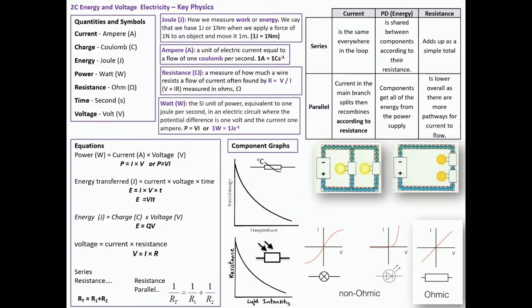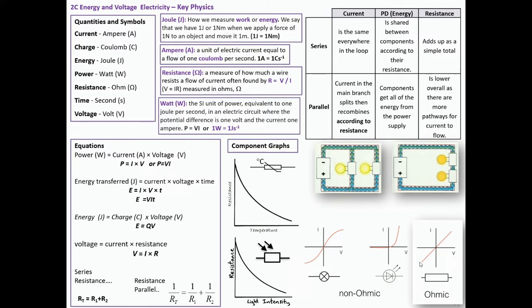We need to know our component graphs. So we've got the thermistor. Resistance versus temperature, it drops rapidly, non-linear. Same for light intensity. So similar idea with these symbols. Non-ohmic conductors, so we're thinking of diodes and light bulbs. You get a funny little graph where it curves, it kind of switches on at about 0.65 volts, and in reverse direction, pretty much nothing flows.